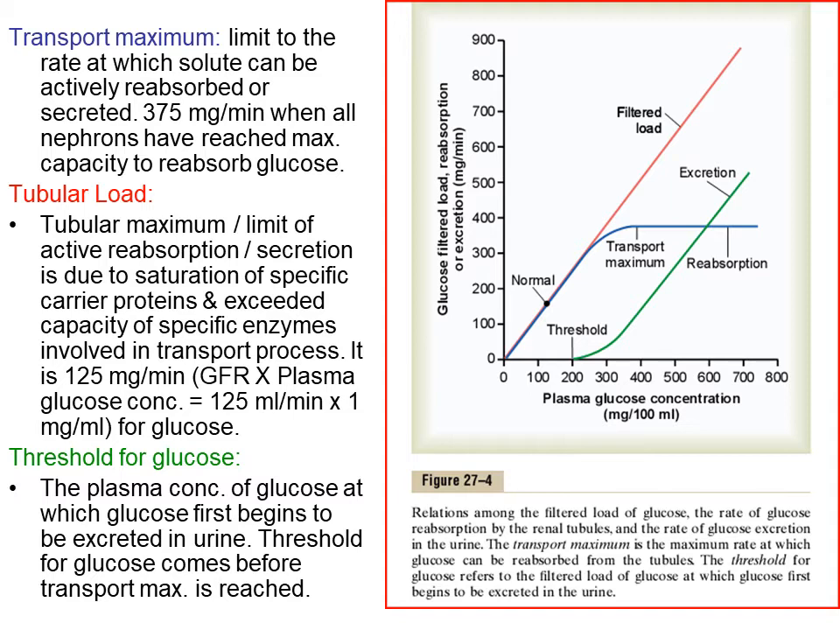Note in this diagram that when the plasma glucose concentration is 100 milligrams per deciliter, the filtered load is normal, which is 125 milligrams per minute. There is no glucose in the urine. However, when the plasma concentration of glucose rises above 200 milligrams per deciliter, the filtered load increases to 250 milligrams per minute and a small amount of glucose begins to appear in the urine. This point at which the glucose begins to appear in the urine is known as the threshold for glucose.